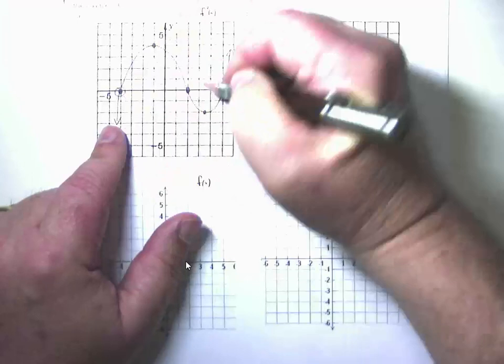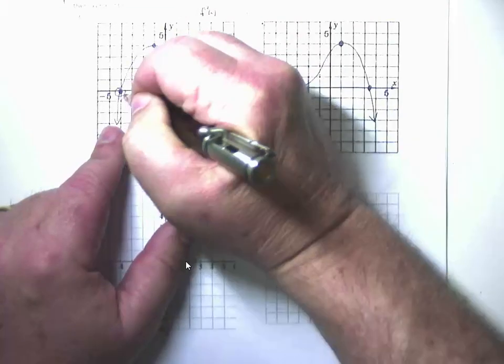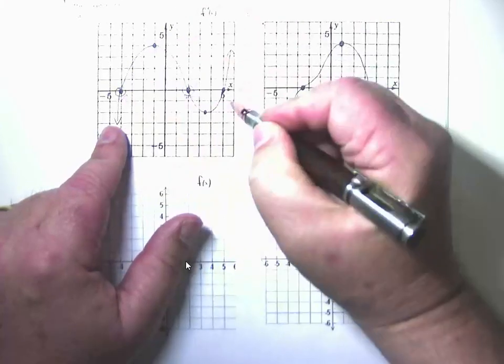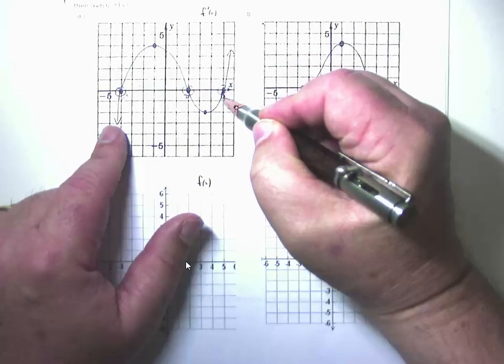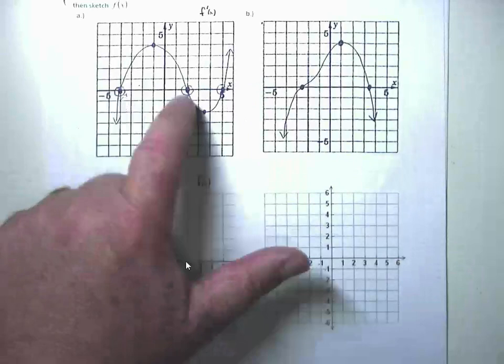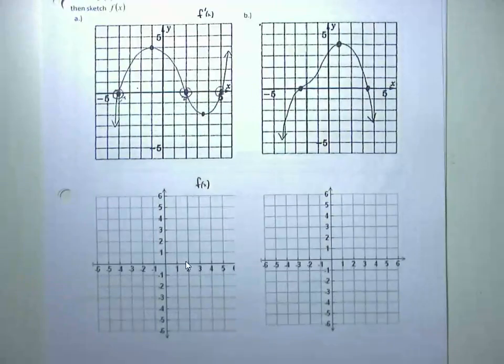At -4. -4 there. What is that? 2. And with this one right here, what is that? 2, 3, 4. I guess that's a 5 right there. So at -5, 2, and 5. These are your max-min points. That's where I'm going to start. I know I've got max-min points.